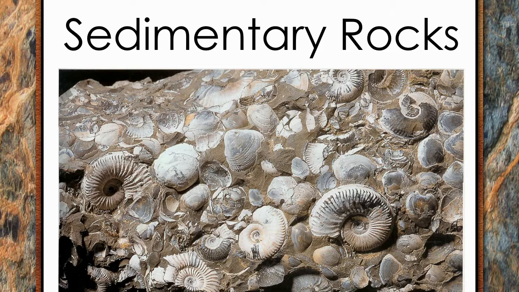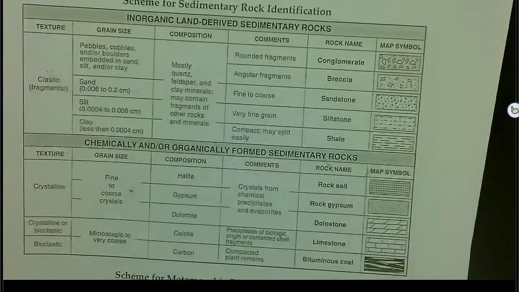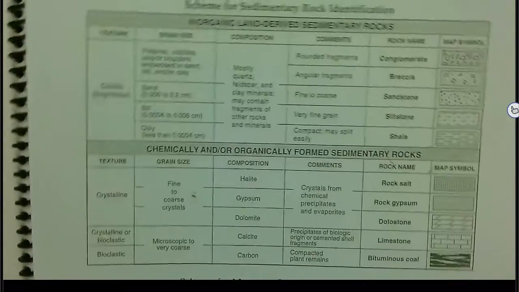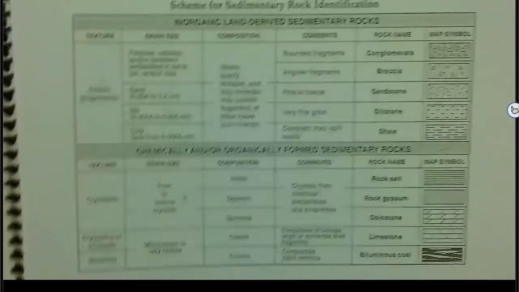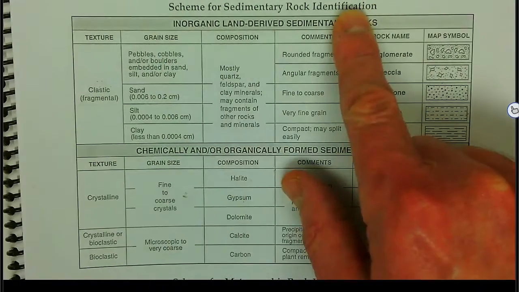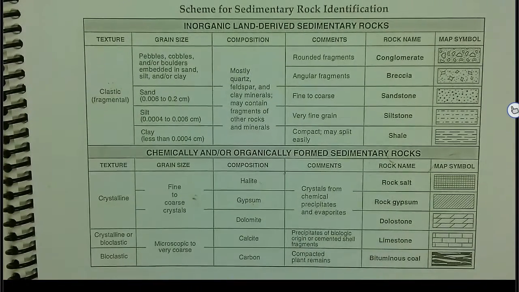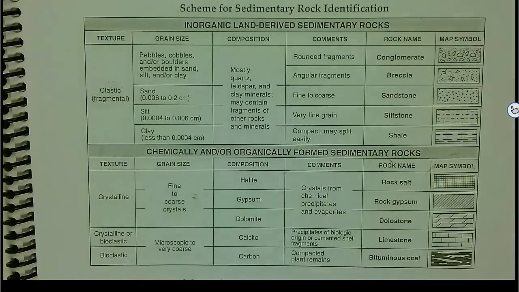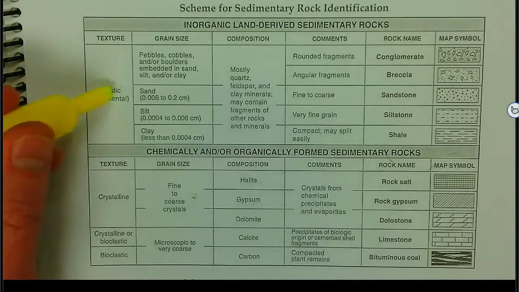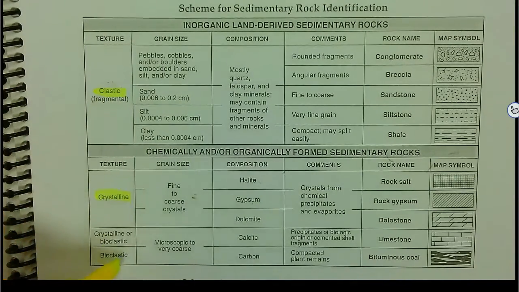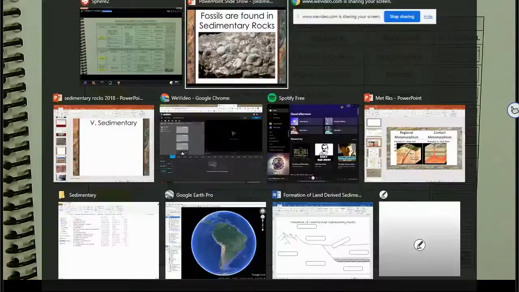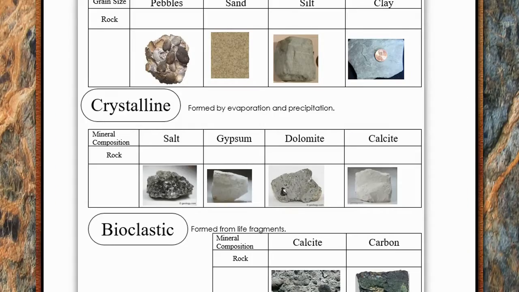Now we move on to the different types of sedimentary rocks. So we can see here on page 7 of the reference table, so please have out page 7 of your reference tables, there's a scheme for sedimentary rock identification and then a scheme for metamorphic rock identification. We're going to focus our attention here on the scheme for sedimentary rock identification. There are 3 types of sedimentary rocks. There's these clastic rocks, crystalline rocks, and bioclastic rocks. And we can see the clastic, crystalline, and bioclastic rocks that are there.